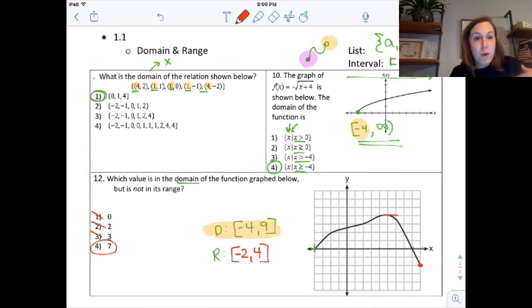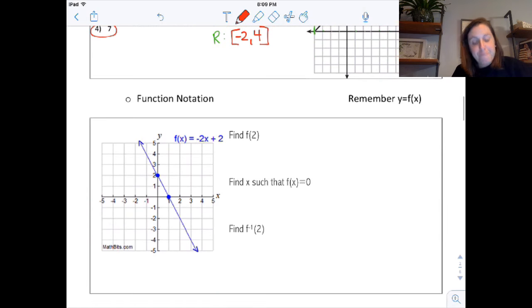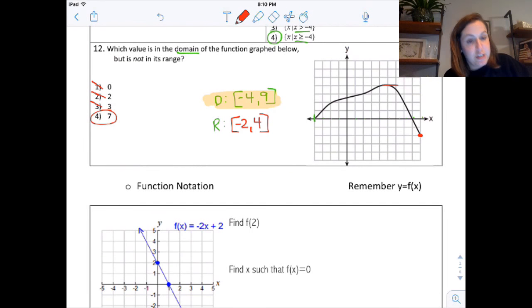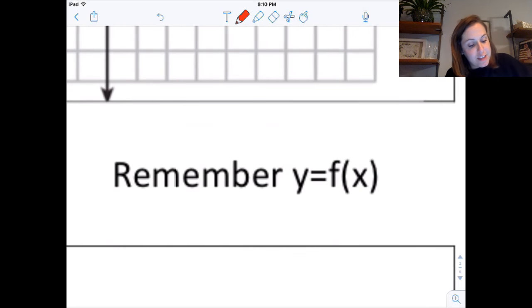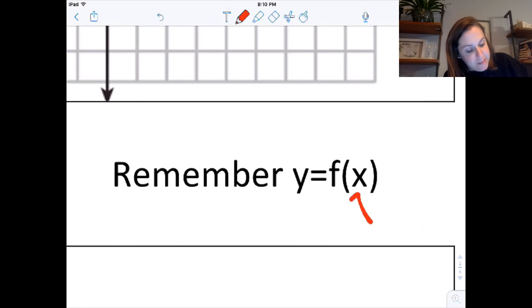All right, next one, talking about function notation, and I threw in an inverse in here just to get you thinking a little bit more about those. So, the thing to remember about function notation is this. We know that y equals f of x. The value in the parentheses, when you just have f of x, is your input, or your x value, right? And then the actual value of f of x is your y value.